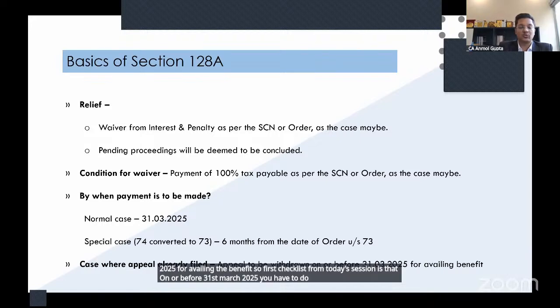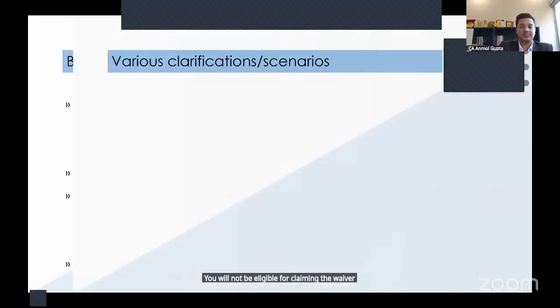One is you need to file an application for withdrawal of appeal or writ petition, as the case may be, if any. And the second thing is you need to make the payment of the entire tax dues as per the show cause notice or the order before 31st March 2025. If you do any of these two things after 31st March, you will not be eligible for claiming the waiver of interest and penalty under this scheme.